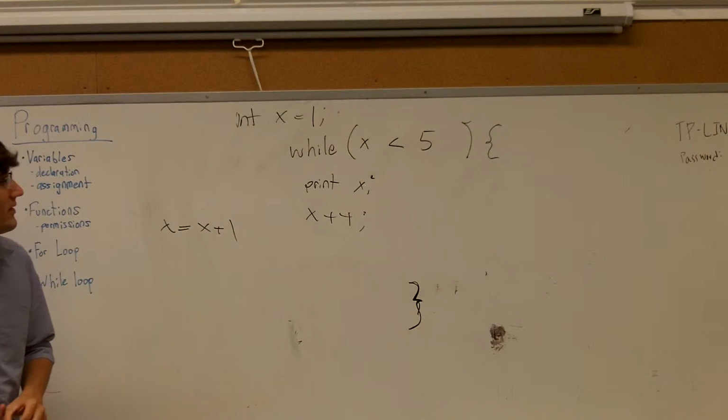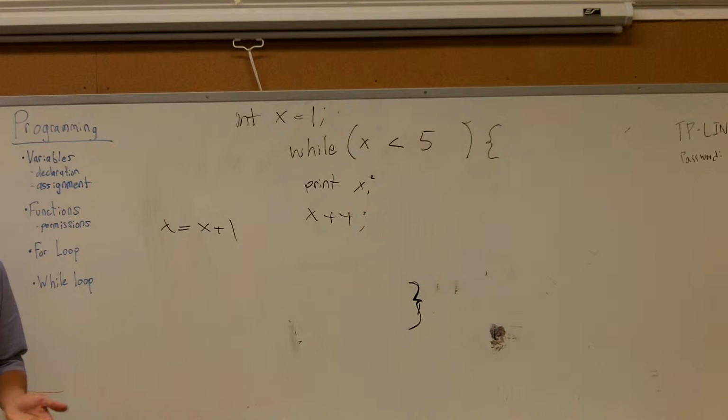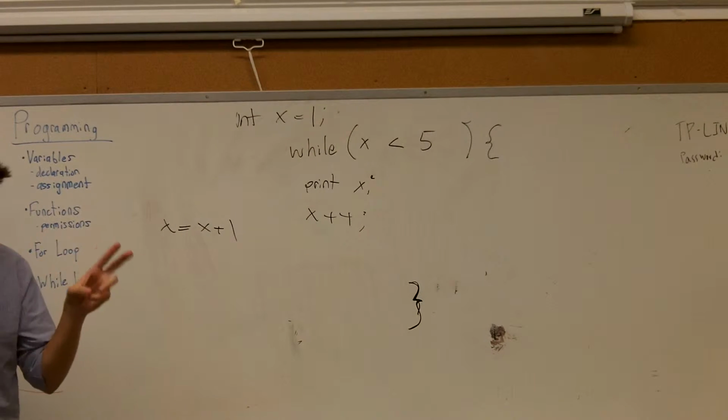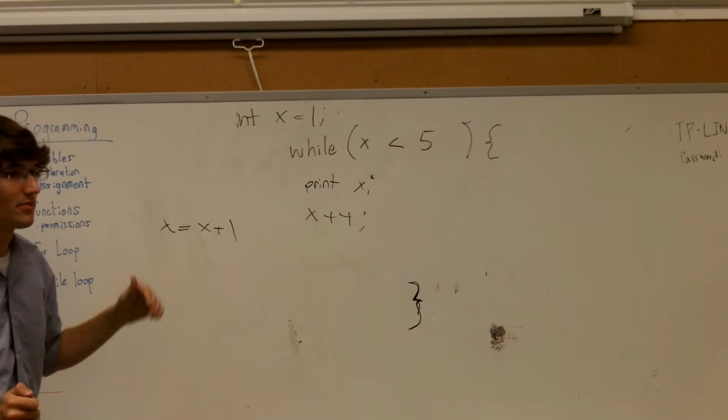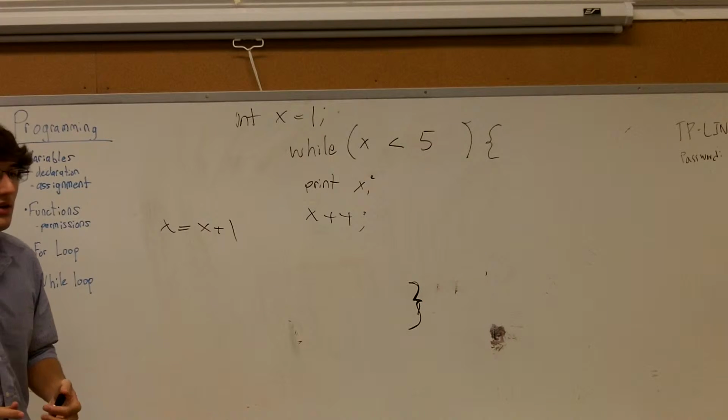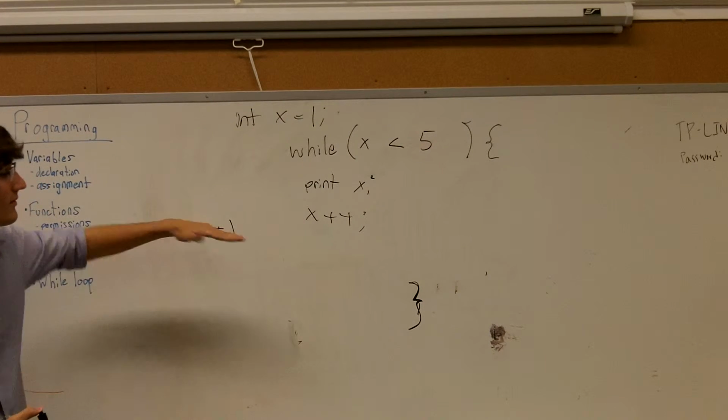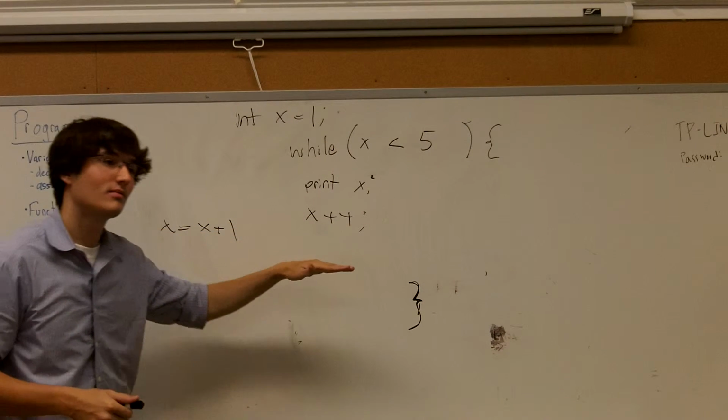So what is it going to print out? Anyone want to say? 1, 2, 3, 4. Why does it not print 5? Because the plus plus is after the print, so it's going to get to 5 and then not run again.